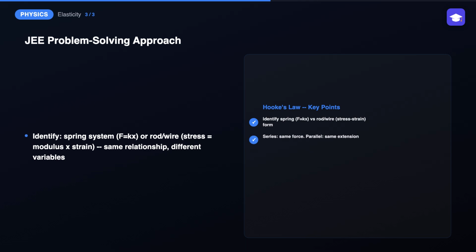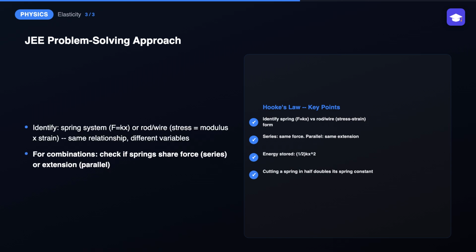For any JEE Hooke's law numerical, first correctly identify whether the problem is describing a spring system using F equals kx directly, or a solid rod or wire being stretched using stress equals modulus times strain instead. These are the exact same relationship, just expressed using different specific variables suited to each particular physical situation.